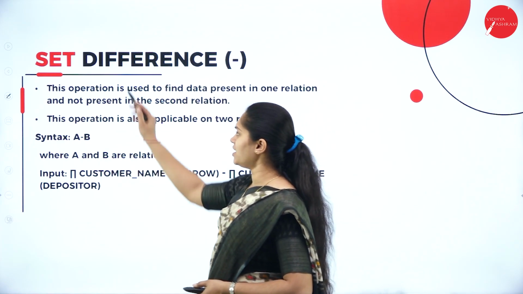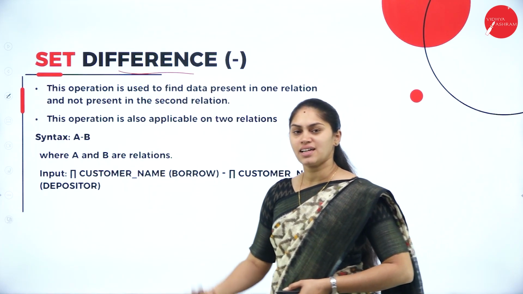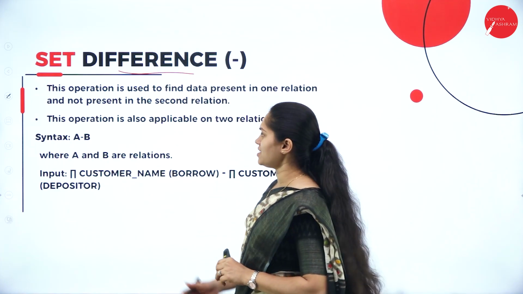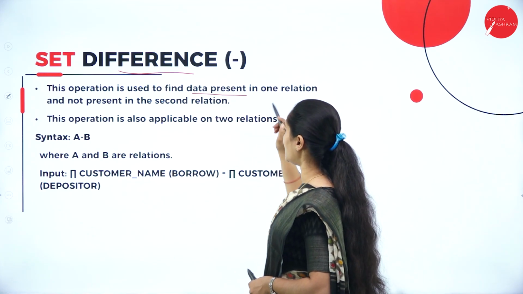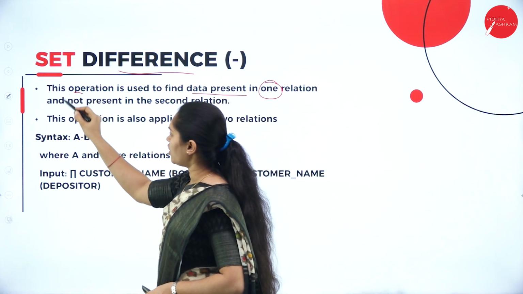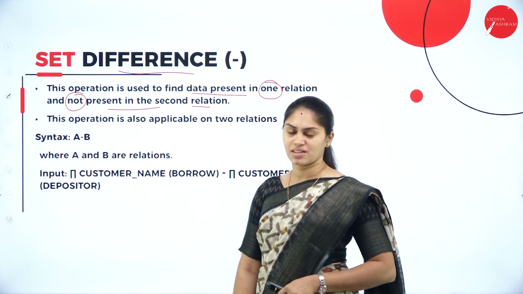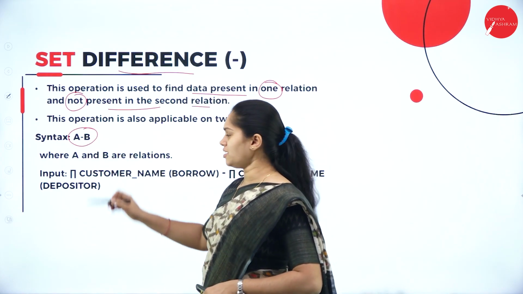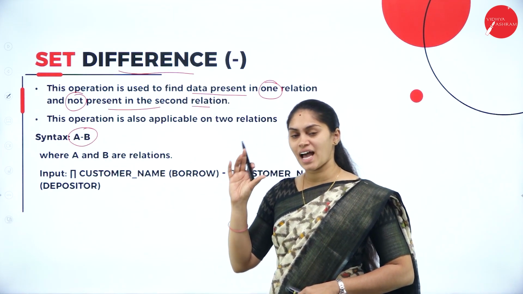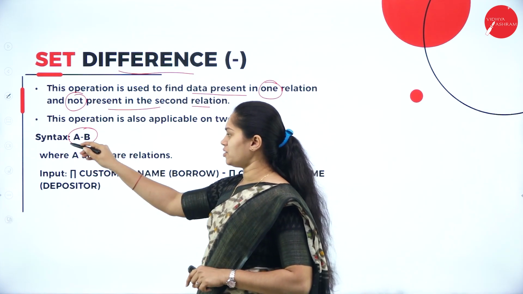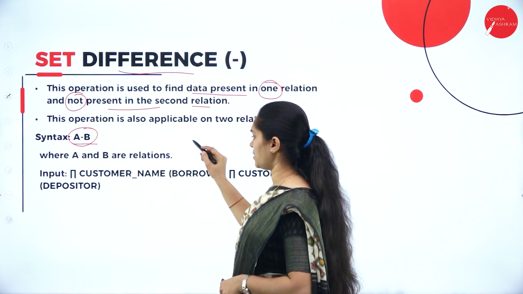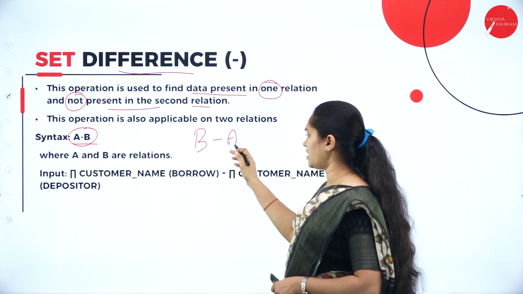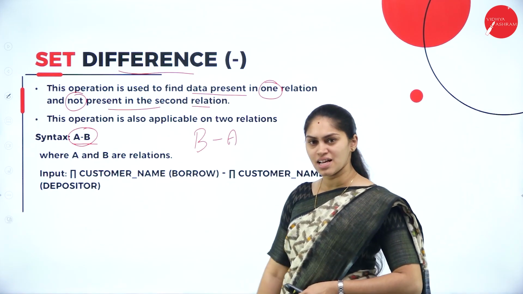What is the next operation? That is set difference. The content which we have in one relation but not in another relation, then we are going to use this set difference. This is used to find the data present in one relation and not present in the second relation. Then what symbol are we going to use? Minus, A minus B. So A is one relation, B is another relation. The content which we have in A which is not in B, in order to illustrate that we use A minus B. And what is this B minus A? The content which I have in relation B but not in relation A, then we use B minus A.